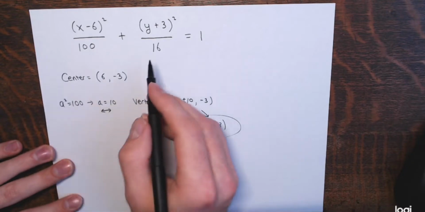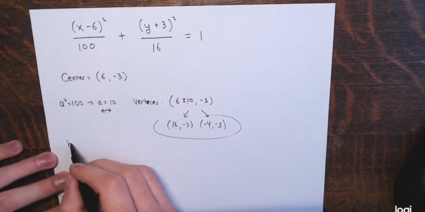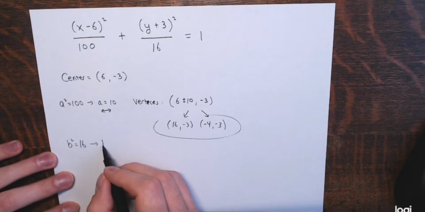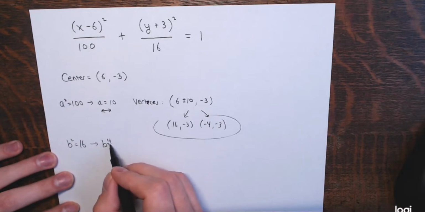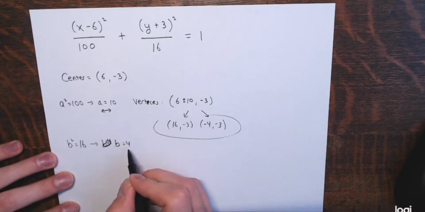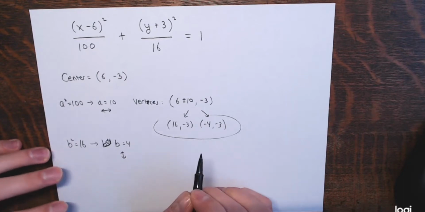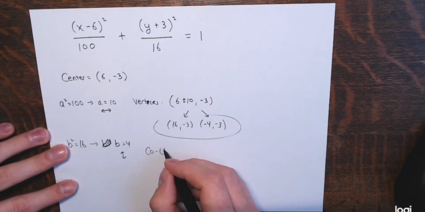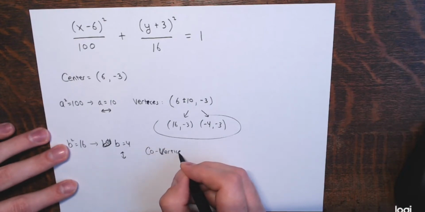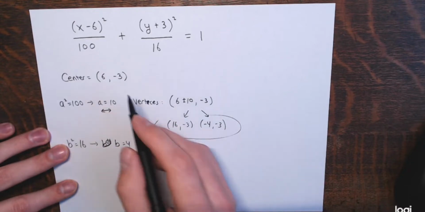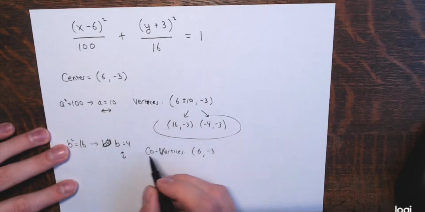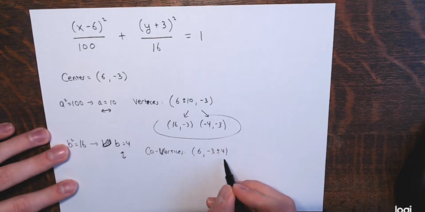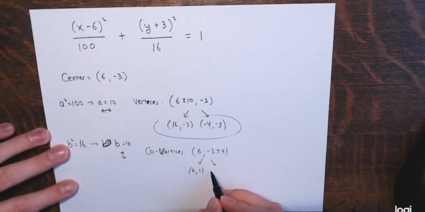Then the smaller denominator is under the y. Right? B squared is 16. So b is 4, and we're going to go up and down 4 units from the center to get to the ends of the minor axis, right, to get to these co-vertices. So the co-vertices, again, you just take the coordinates of the center, 6, -3, and you're going to add and subtract 4 to the y coordinate. So one of them is at 6, 1, and the other one's at 6, -7. And there are the co-vertices.